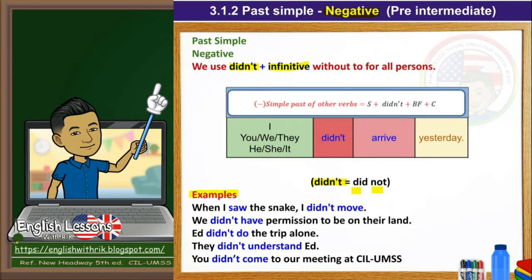Here are some more examples. When I saw the snake, I didn't move. We didn't have permission to be on their land. Ed didn't do the trip alone. They didn't understand Ed.